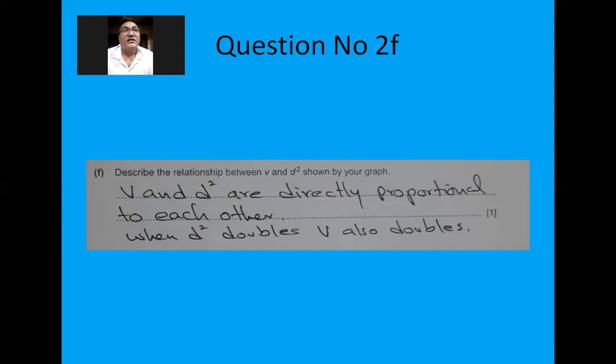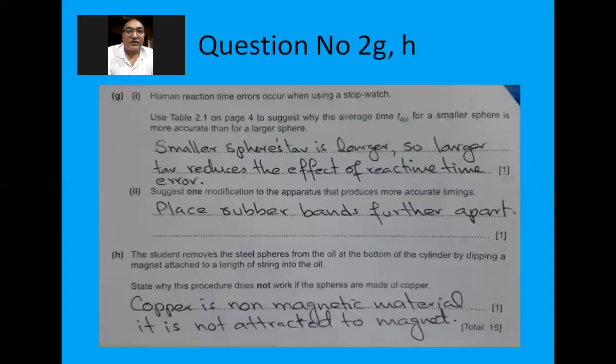Another argument which you can write here is that when you double the value of D square, the V value also doubles, approximately. You can check my argument.